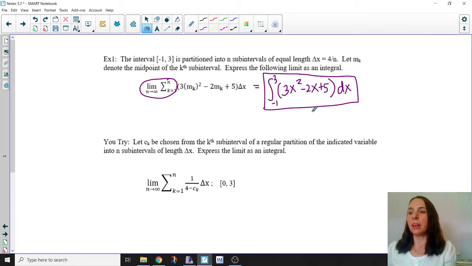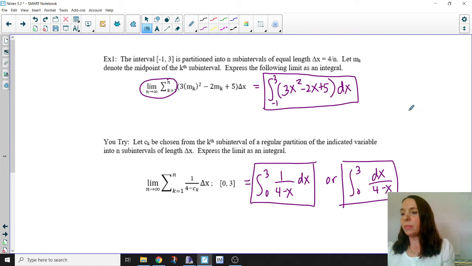Now, we could evaluate that. We could talk about how to evaluate that, and we will as we move on through the rest of this chapter. I would recommend at this point you pause the video and try the little you try down here. Again, these are pretty simple. You're just rewriting from this notation into integral notation. And here's the answers. I showed two different possible answers. You probably have this one, the integral from 0 to 3 of 1 over 4 minus x dx. But I just want you to know that you could have that dx in the numerator, and it could look like that.